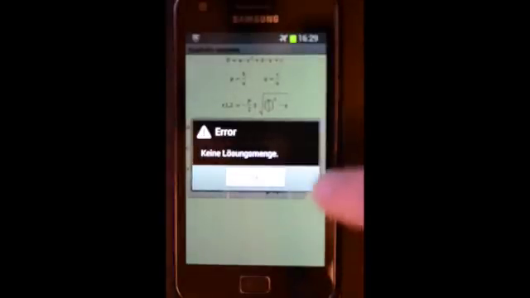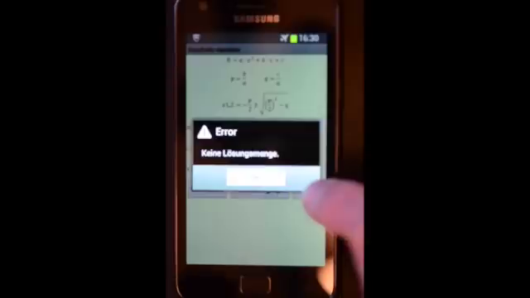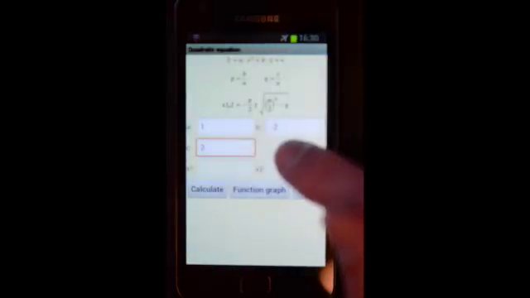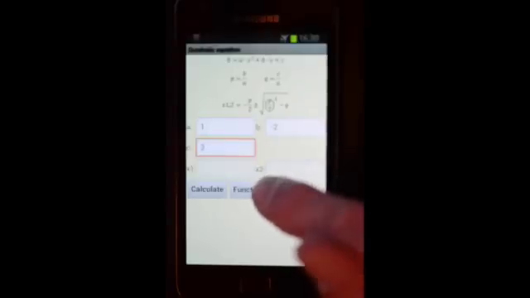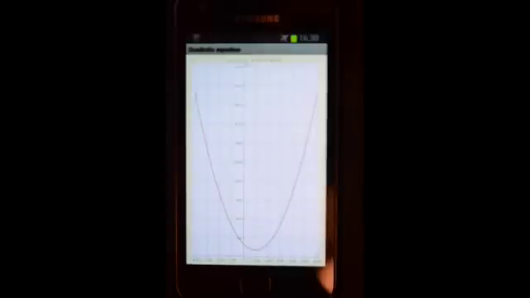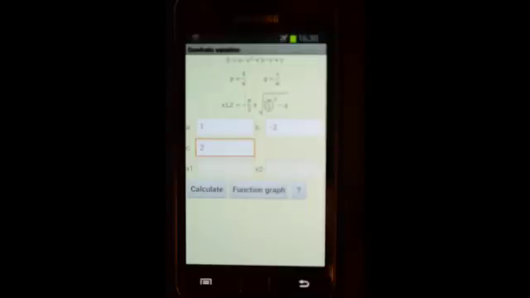So now a message appears, which should be translated, it means no solution. This means the quadratic equation does not touch or intersect the x-axis. So let's have a look at the function graph and we see it. So this was a little example for a quadratic equation.